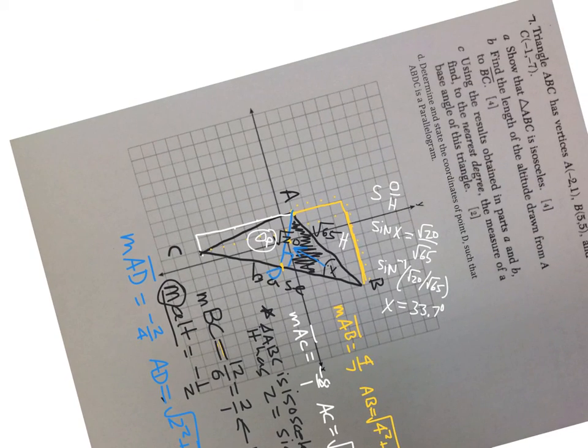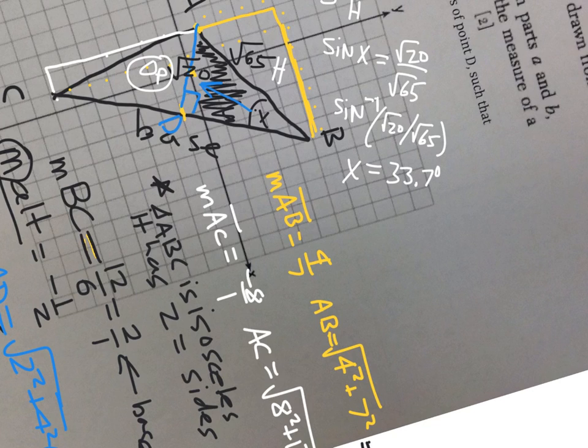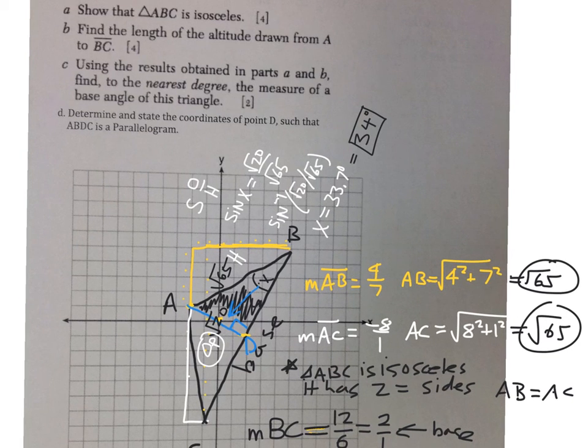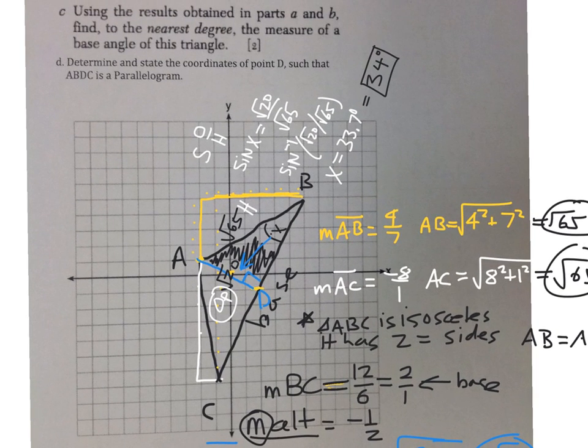It says round to the nearest degree. So it's a good idea that I double check what they wanted. 34 degrees would be the answer. And then, let's see, question D. Determine and state the coordinates of point D such that ABDC would be a parallelogram.